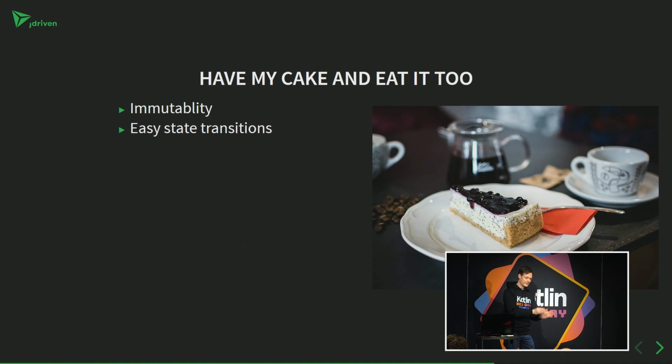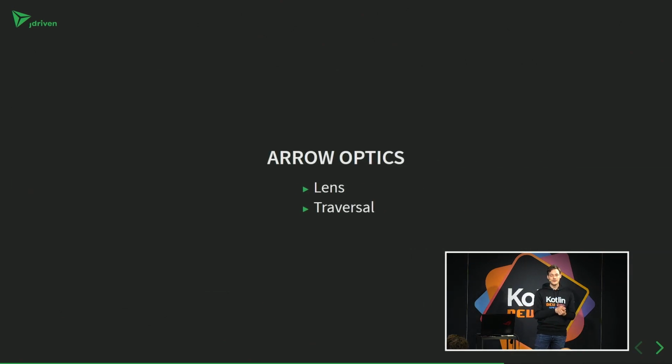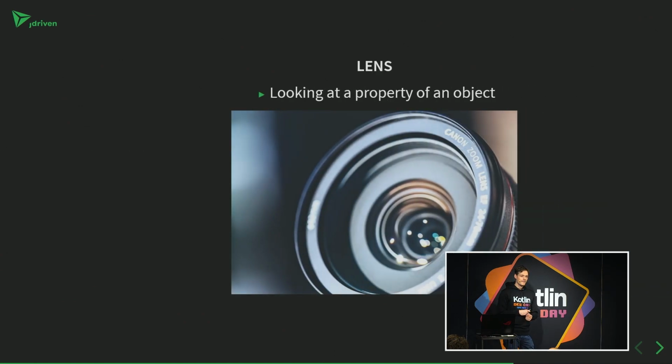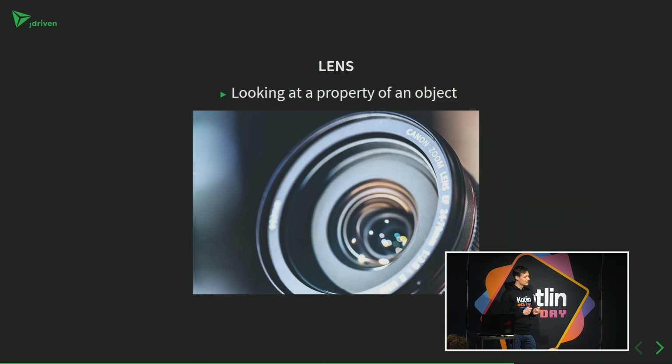Because I want to have immutability, and I want to have ease of state transitions. So I want to have my cake and eat it too. Thanks to our optics, we can actually do this, because it provides a lens and a traversal. So what is a lens? A lens is an object that's made to look at a certain property of a different object, and look only at that particular property.